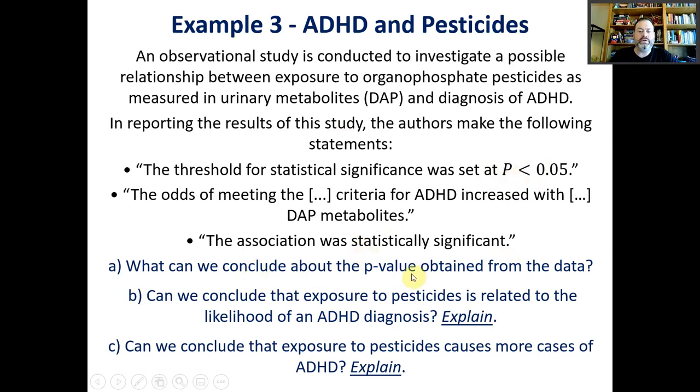All right, well, the result is statistically significant if p is less than 0.05. We're also told the association was statistically significant. That tells us our p-value for this study must have been less than 0.05. So see how we're using the results to work backwards and look at what the study must have shown.